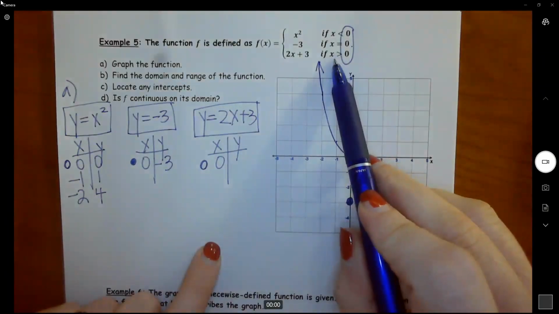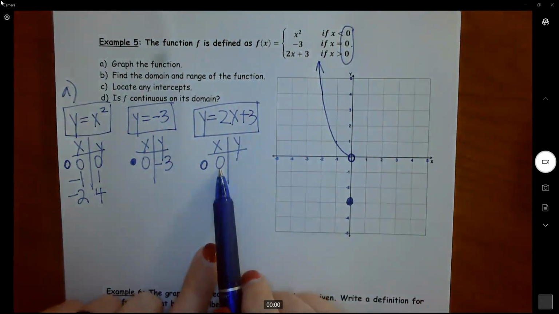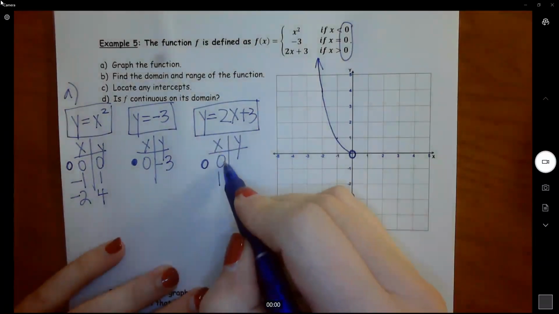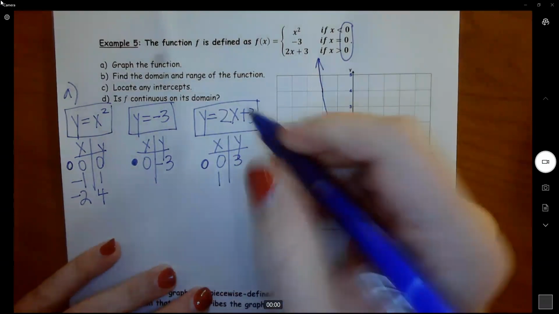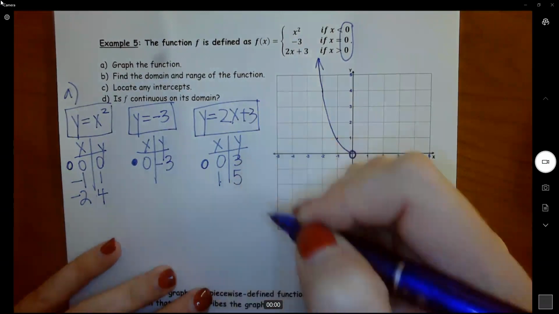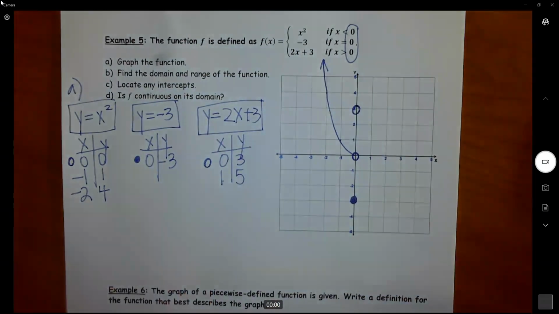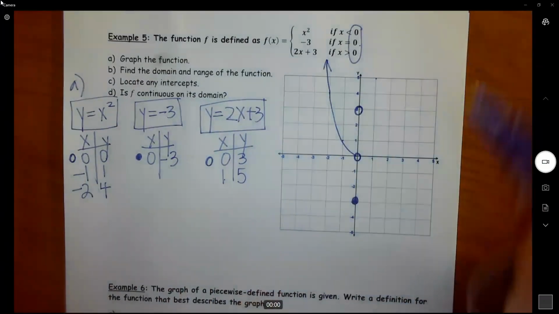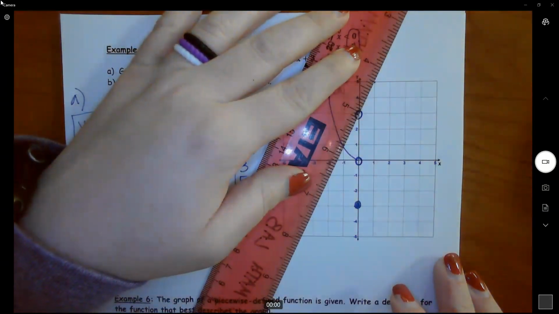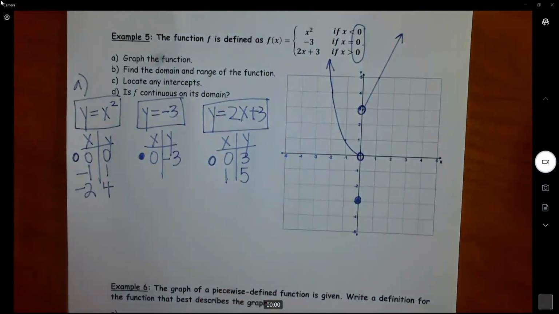And then here you have x is greater than 0. So something greater than 0 would be 1. So plug in, you've got 2 times 0 is 0 plus 3 is 3. And 2 times 1 is 2 plus 3 is 5. So I have an open circle here at 0, 3. And then it goes through the point 1, 5. So here is my graph.